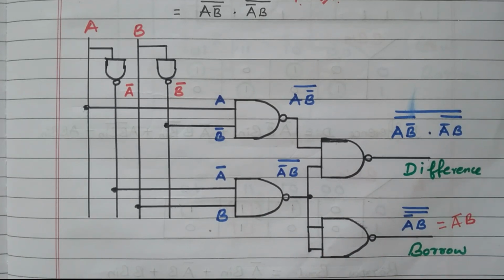So in this video we discussed the half subtractor, details about the half subtractor, and then how to implement it with the NAND gate. While implementing with NAND gates, in order to convert into AND operation, we take the complement 2 times, so that we can easily implement it with the NAND gate.